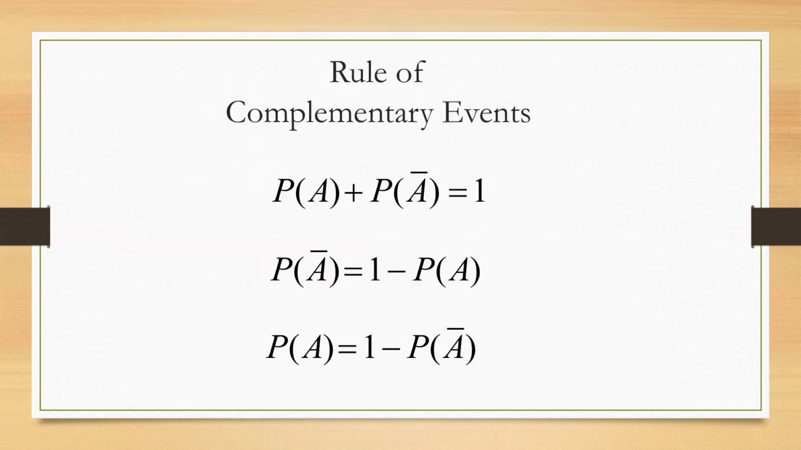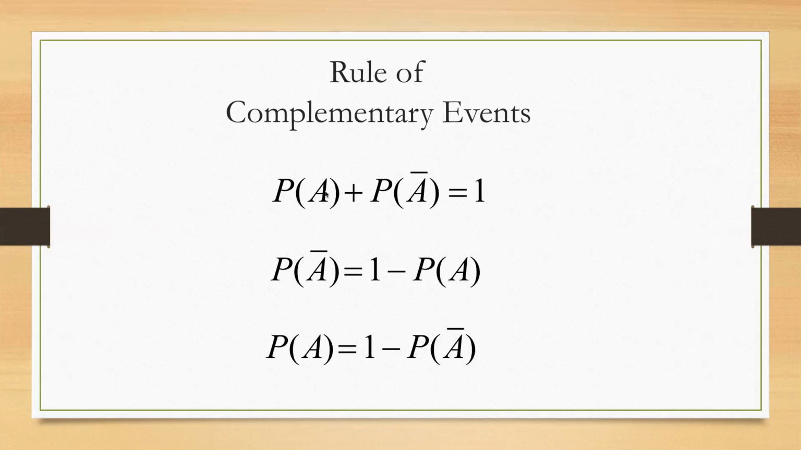So here's the rule of complementary events. If you add the probability of A plus the probability of A complement, that should equal 1. Because remember, probabilities lie between 0 and 1. So if this is a probability and this is a probability, you sum them together, this is the full sample space, and that's why it equals 1. And I'll show you that here on the Venn diagram on the next slide.